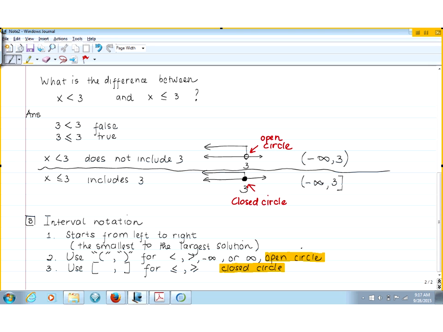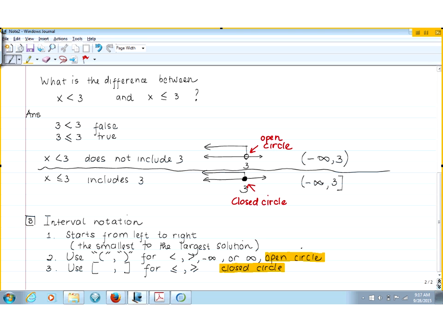Brackets. Yeah. Okay. So today I just gave my Math 260 students a quiz, and some of them didn't know how to use the bracket or the parentheses. But anyhow, you now know. When do we use parentheses? Open circle. When do we use bracket? Closed circle. Yeah. Okay, good.